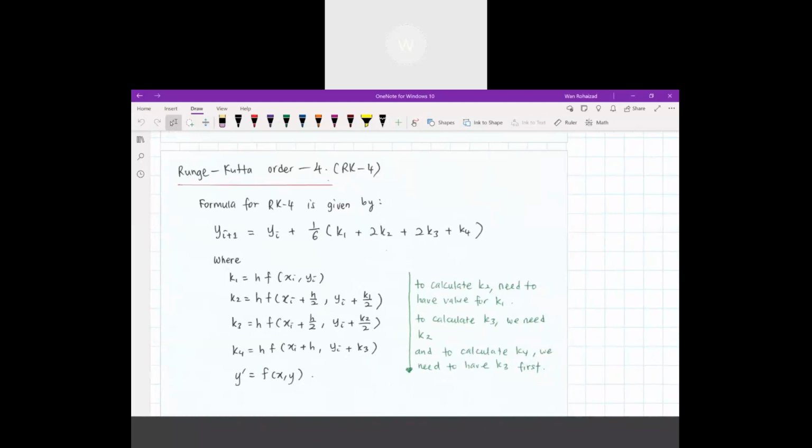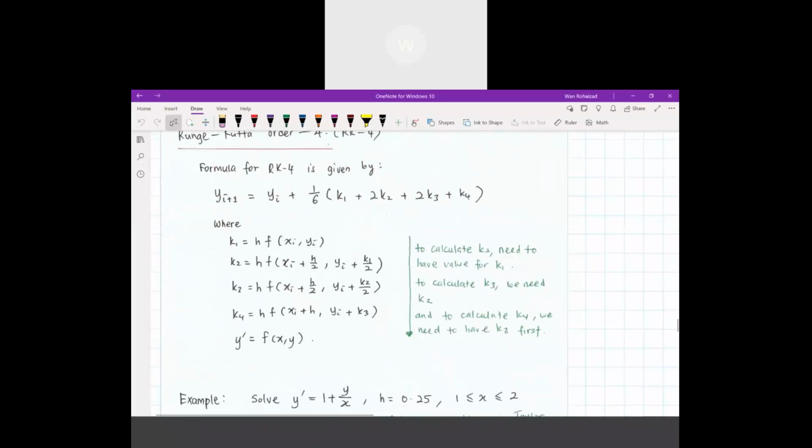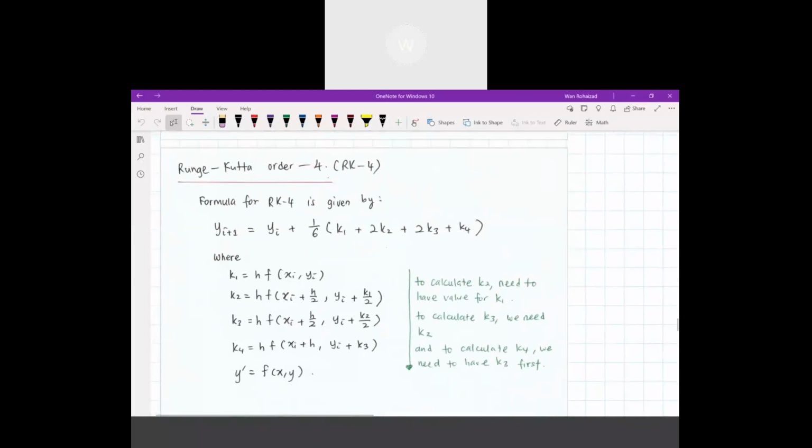This is similar to the Taylor method, because we have Taylor method order 1, order 2, order 3. If we discuss Taylor method order 3, it will include Taylor method order 1 and order 2. So the same goes for Runge-Kutta method order 4. If we discuss Runge-Kutta method order 4 and you see the formula, you will automatically know how to solve using Runge-Kutta method order 2.